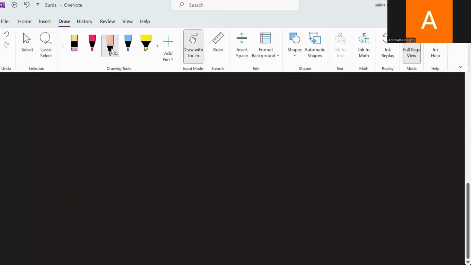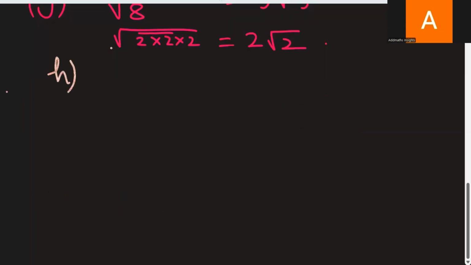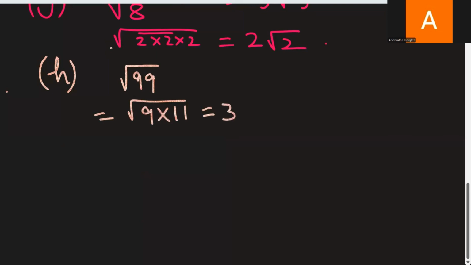For example, the question is under root 99. Again, you can express this as 9 times 11. And you know that the square root of 9 is 3. So you can write 3 times under root 11, right? So this is how you can solve them.